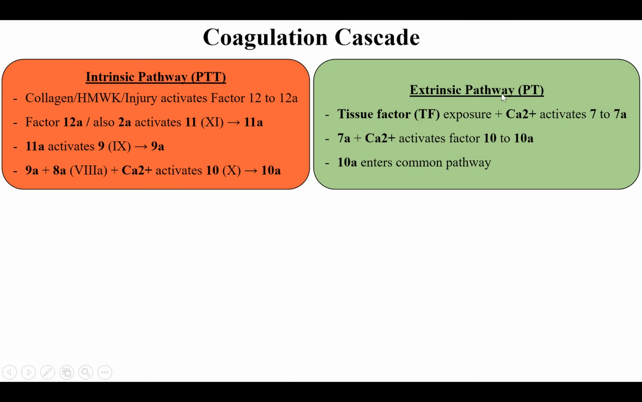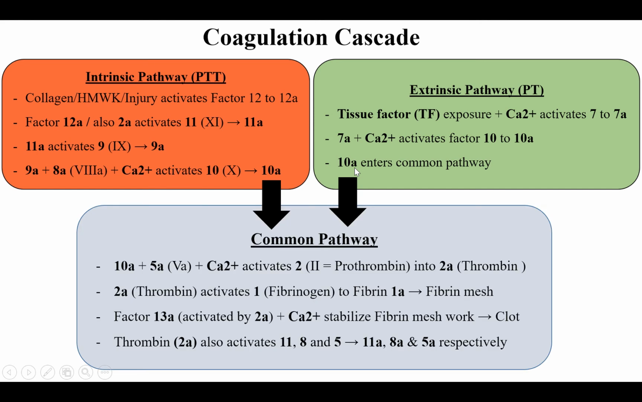Extrinsic pathway gets stimulated when you have tissue factor exposure along with calcium, which activates 7 to 7A. 7A along with calcium activates factor 10 to 10A, and that 10A enters the common pathway. And what is the common pathway? 10A plus 5A along with calcium activates prothrombin, that is factor 2, into 2A, and this is thrombin.